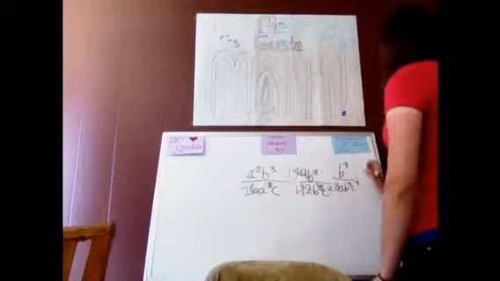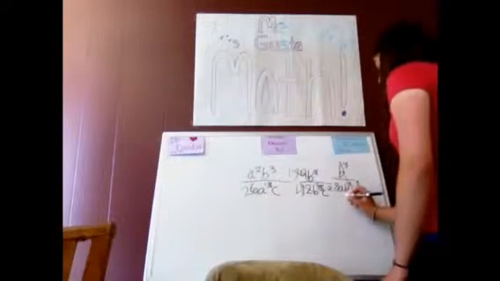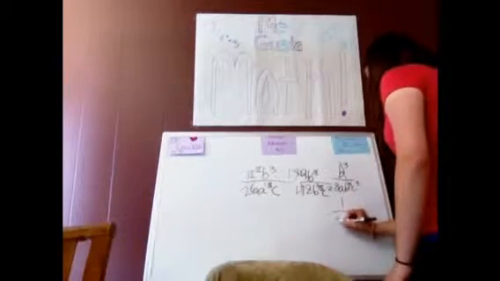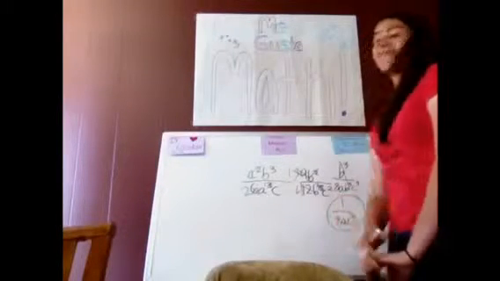Now we see that the b cubed can cancel out. Our final answer is 1 over 8ac cubed. Great job, mathletes!